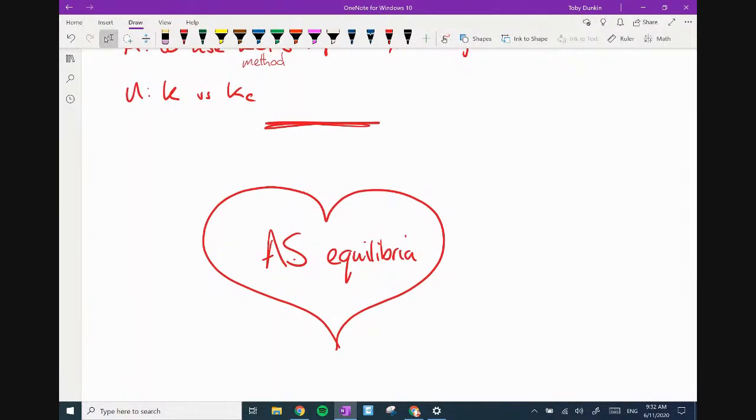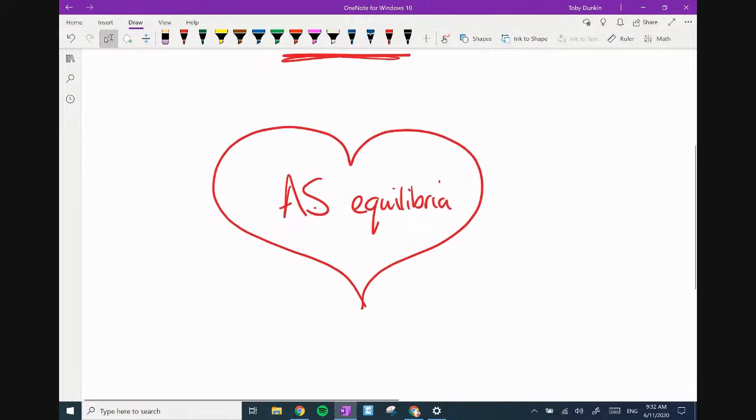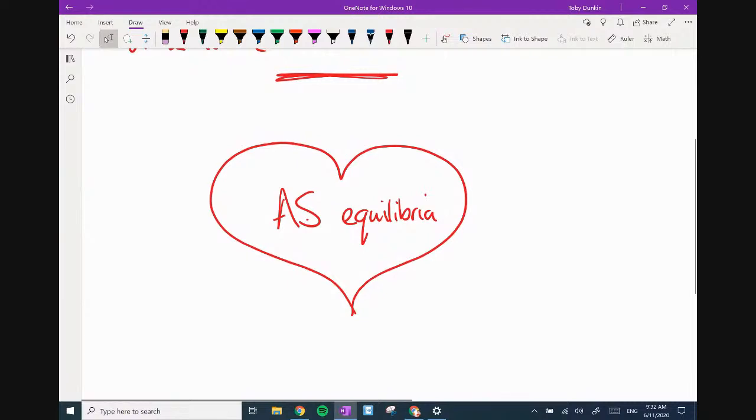Guys, on the chat, please, let's try and get everybody motivated. Let's get everyone to contribute. Give me some words to add to my AS equilibrium heart. We heart equilibria. Can I actually point out that people don't actually like equilibrium in particular? It's one of those topics that does require a lot of practice. And as I said, students struggle with that bit.